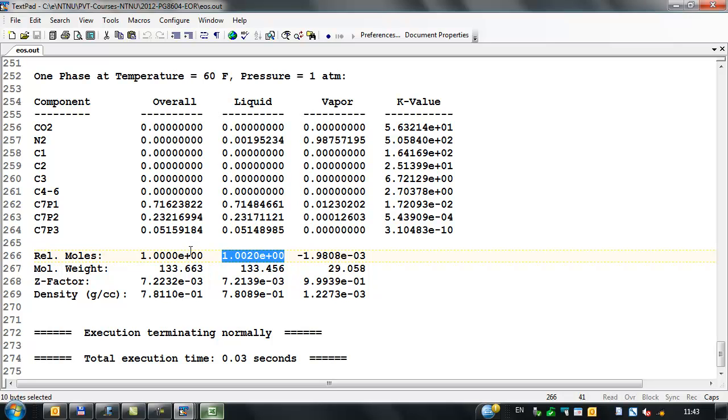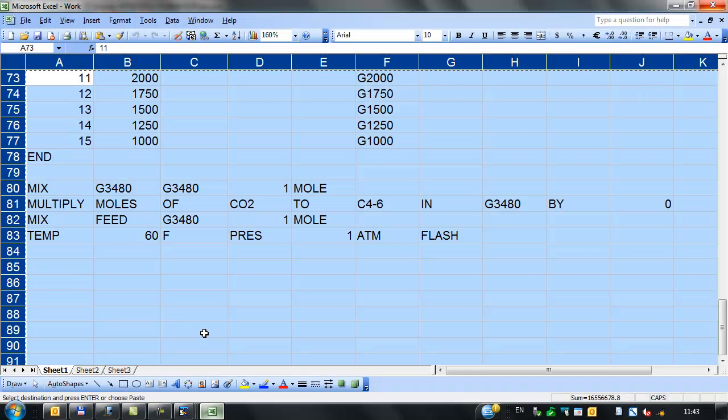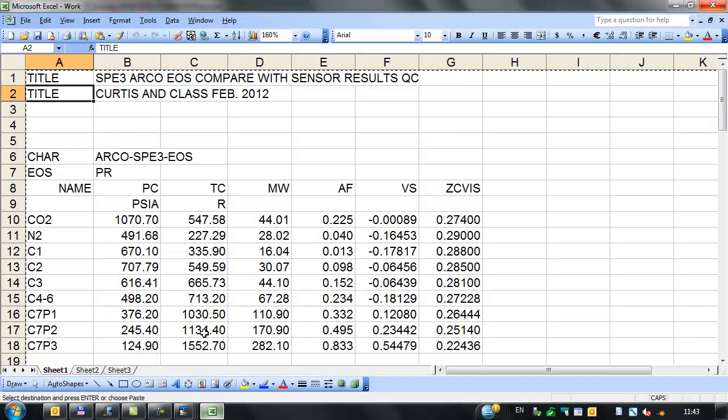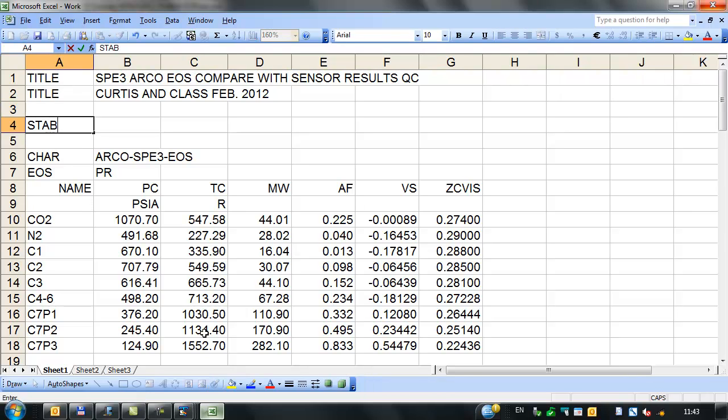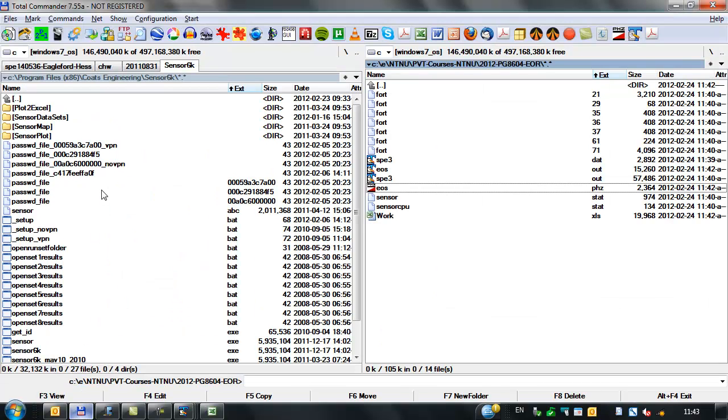It's allowing it to do a negative flash, so I'm not going to let it do that. I'm going to force it to not allow negative flash. So what we'll do is write up here stability. I don't remember the keyword. I'm not sure, I have to go check the manual of this.